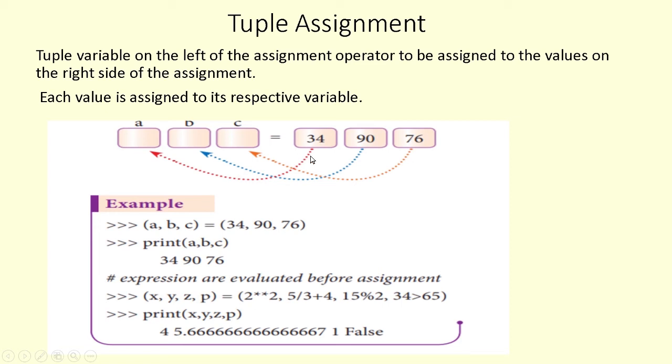Okay. So if I give like this, what happens? 34 will be assigned. It is given in the diagram. 34 is assigned to the variable a. That's what is given in the previous statement. Each value is assigned to its respective variable.